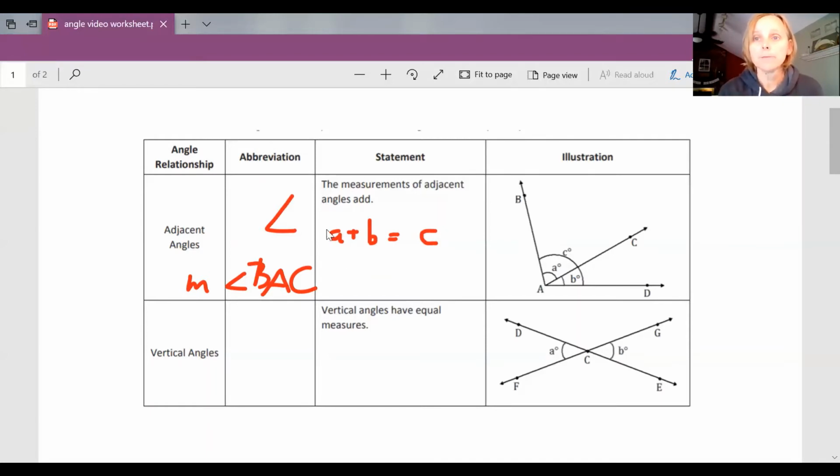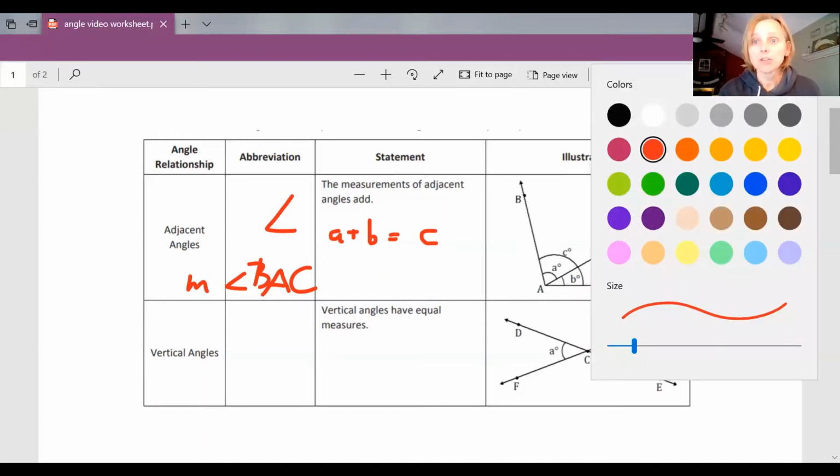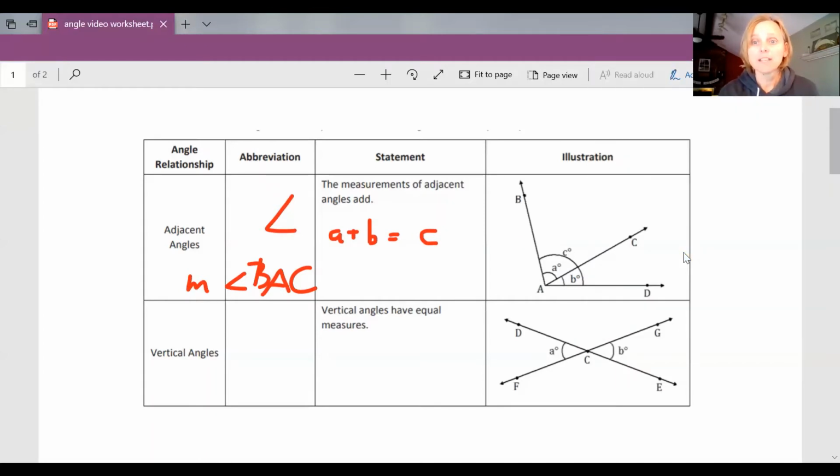In summary, the characteristics of adjacent angles is specifically that they share a common vertex. In this case, it would be vertex A. A is the vertex for each one of those angles. And adjacent angles also share a common side. So this ray right here, AC that I highlighted, that's the common side. So adjacent angles are next to each other, they share a vertex, and they share a common side.